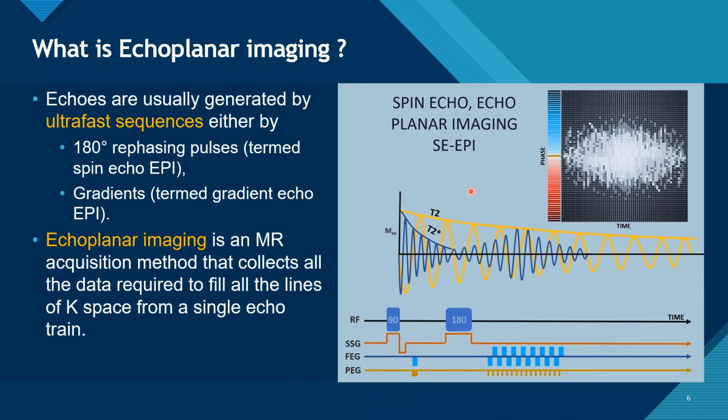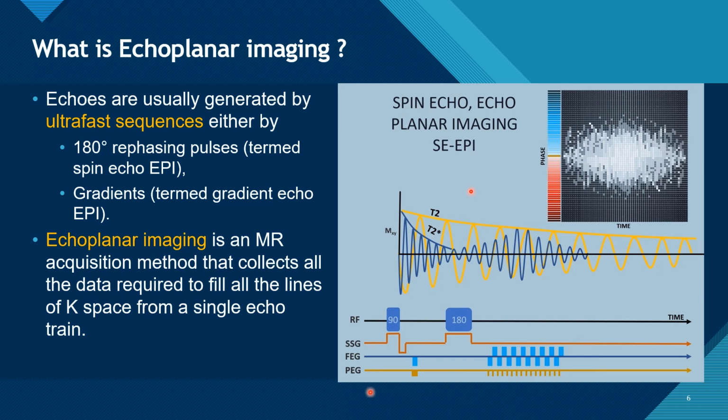Okay, so let's explain what the ultra-fast sequence is and what echo-planar imaging is, to understand why we use it with diffusion-weighted imaging specifically. Echoes are usually generated in the diffusion-weighted sequence using ultra-fast sequences, which are formed either by 180-degree rephasing pulses if we are using spin echo, or by a flip angle formed by gradient echo EPI.